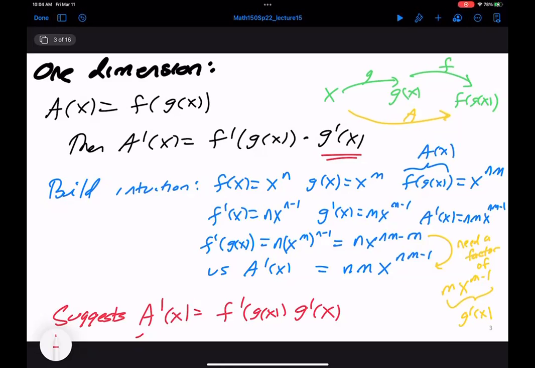Is this a proof? Not even close. This is looking at one special case and trying to build the intuition. But it's not a bad special case to look at. It gives us a real good sense of what's going on. It lets us see where the g prime is coming from.